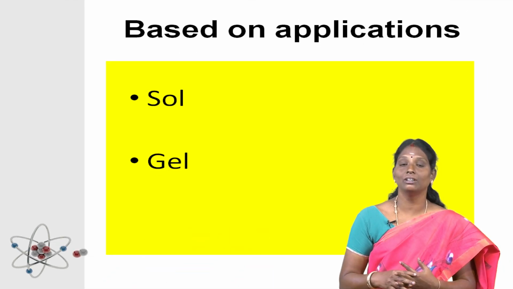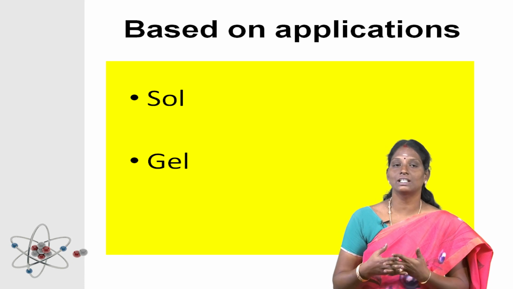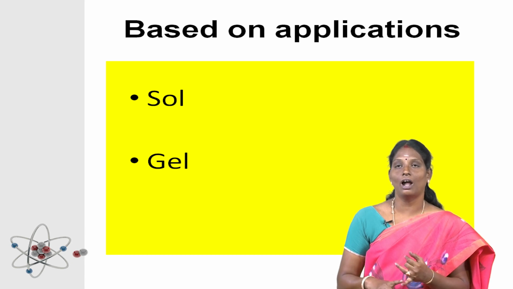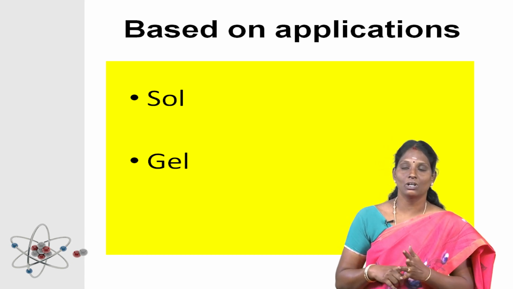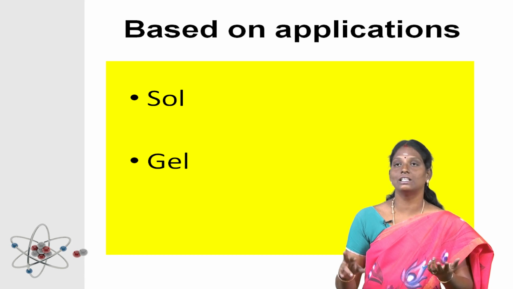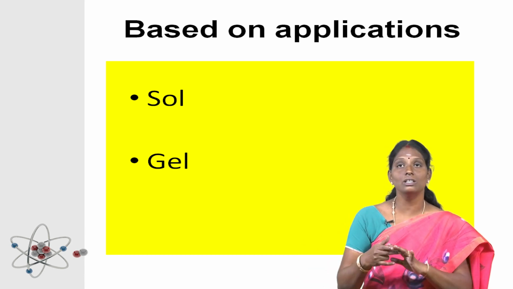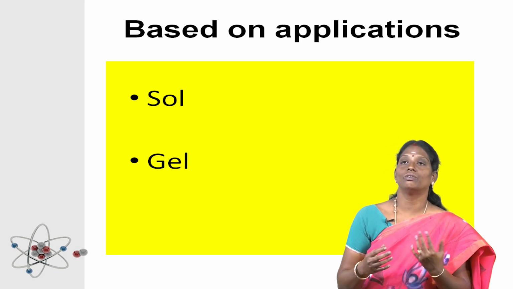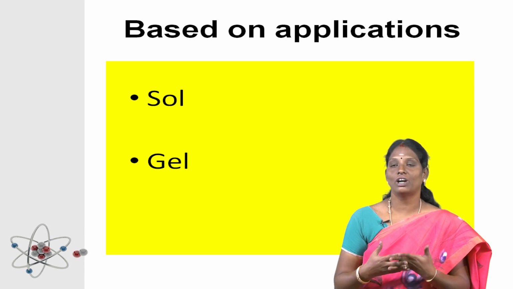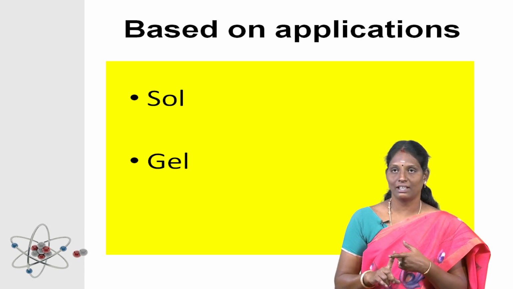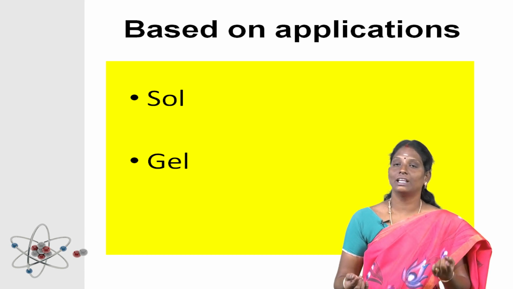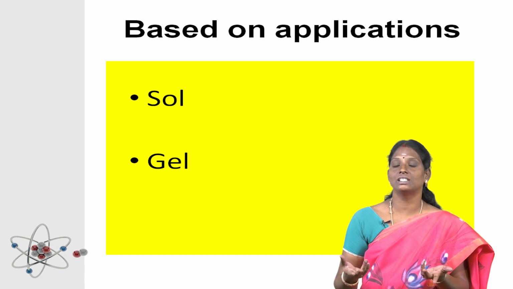Next classification, based on applications, is into two types: sol and gel. What is meant by sol? When the dispersed phase is solid and the dispersion medium is liquid, it is called a sol. The examples are paints and cell fluids. The next type is gel. What is meant by gel? When the dispersed phase is liquid and the dispersion medium is solid, it is called a gel. As we already saw, cheese and jellies are the best examples of gel.